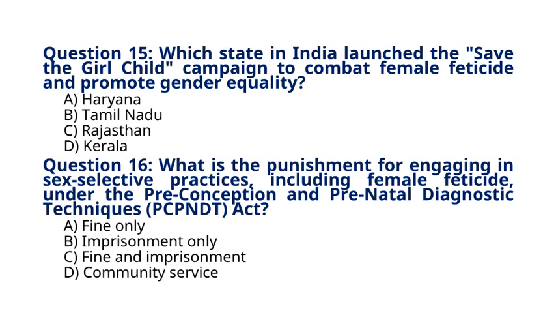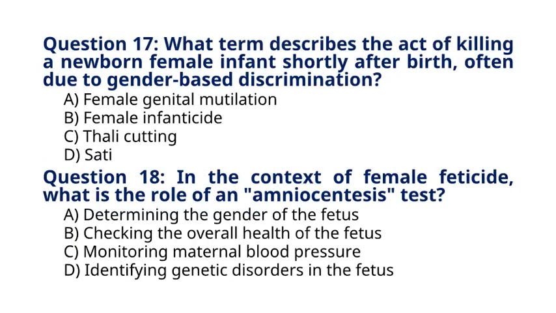Question 16. What is the punishment for engaging in sex-selective practices, including female feticide, under the Preconception and Prenatal Diagnostic Techniques (PCPNDT) Act? A. Fine only. B. Imprisonment only. C. Fine and imprisonment. D. Community service. The correct answer to question 16 is option C. Fine and imprisonment.